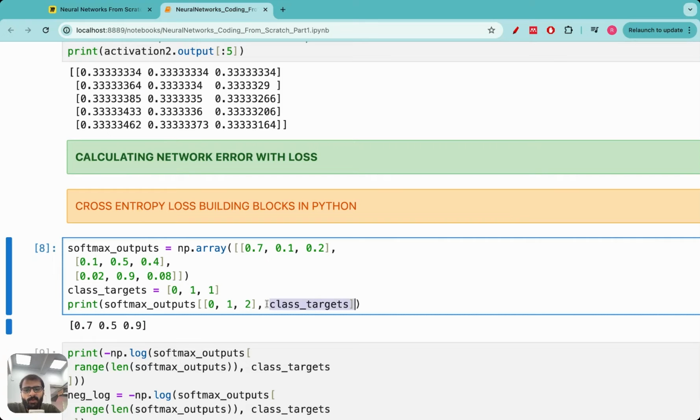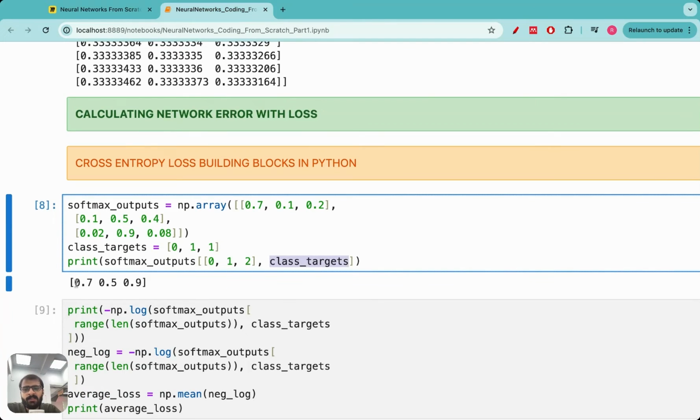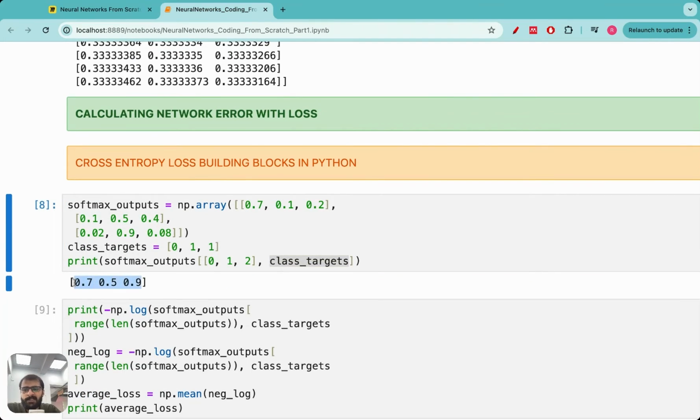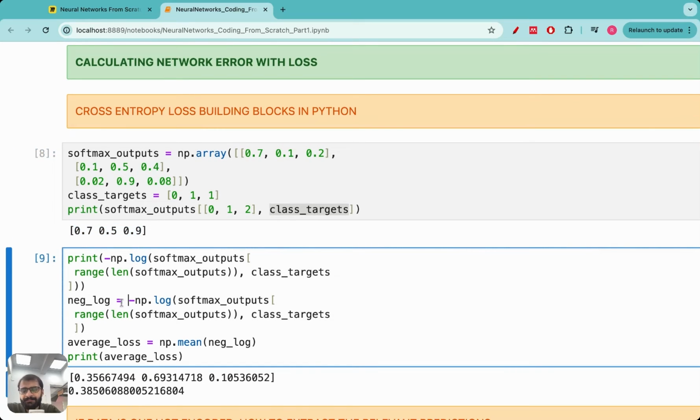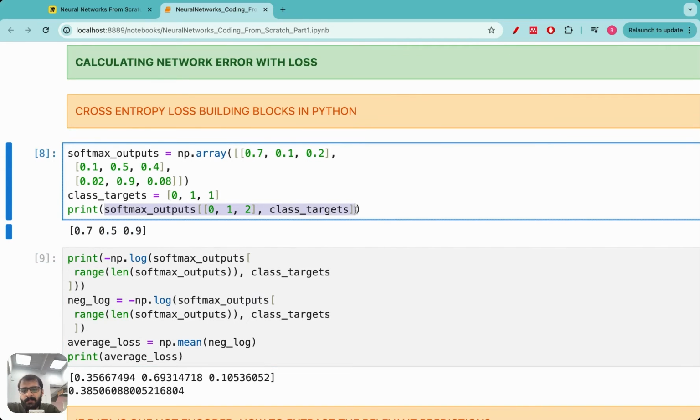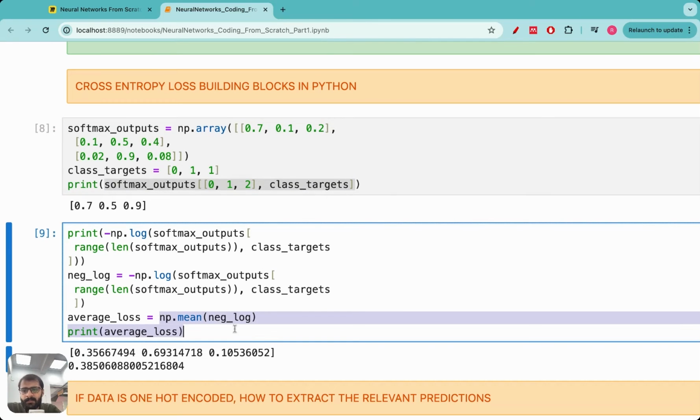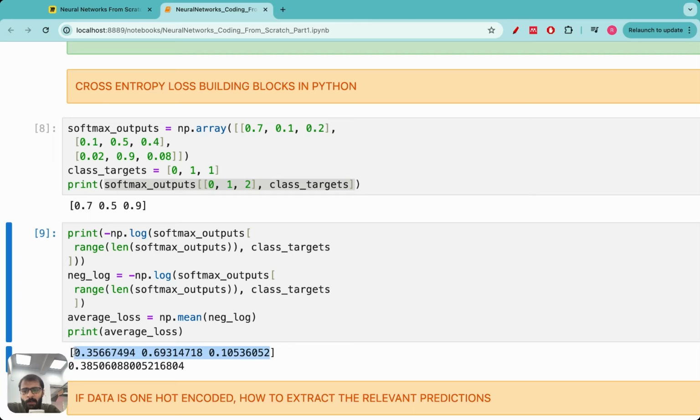That's why the second argument is class targets. So only these elements will survive, 0.7, 0.5 and 0.9. And then we just take the negative log of this and then take the mean. So without taking the mean, if you just use the negative log, you will get this. You will get a loss value for each particular data.